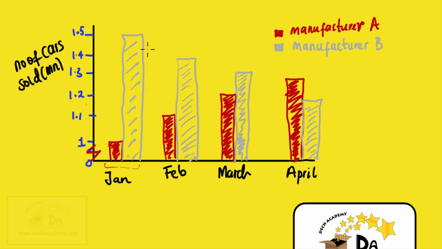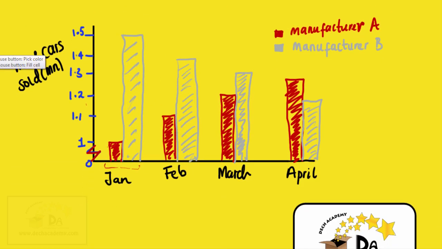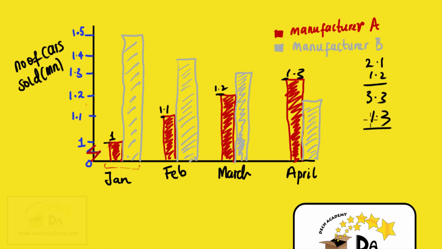So by just using the bar chart to determine the total sales, the total number of cars of manufacturer A, all we have to do is determine the height of the bars for manufacturer A. Manufacturer A is represented by the red bars. The height here is 1, the height here is 1.1, the height here is 1.2, and the height here is 1.3. So all we have to do is add the values. It's similar to what I just did with the table. So 1 plus 1.1 is 2.1, plus 1.2 gives 3.3, plus 1.3 gives 4.6. And we're done.